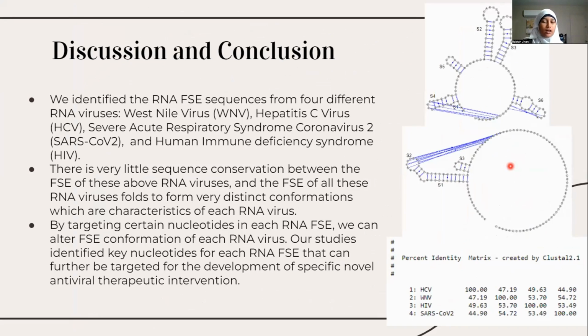Our sequence alignment and the conformational and mutational analysis of the RNA FSE identified the unique FSE sequence and the conformations that these viruses adopt in order to efficiently carry on their function inside the host organism. So by mutating these certain nucleotides, we were able to successfully alter the FSE conformation for each virus. And in theory, this should effectively interfere with the programmed ribosomal frameshifting inside the virus and contain the viral infection. So in other words, by targeting these conformations, you will disrupt the protein translation mechanism inside the virus and make it a great antiviral target.